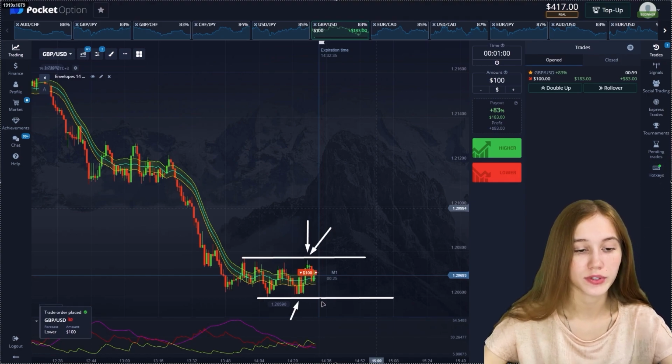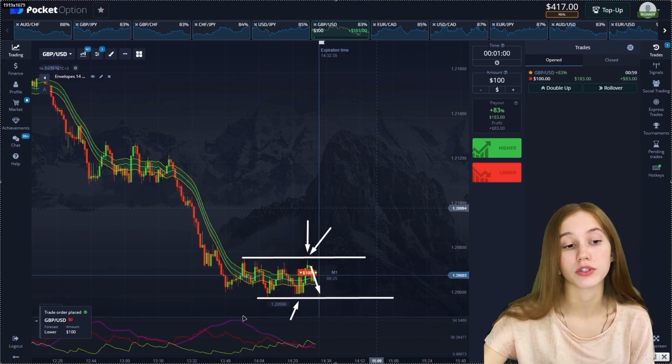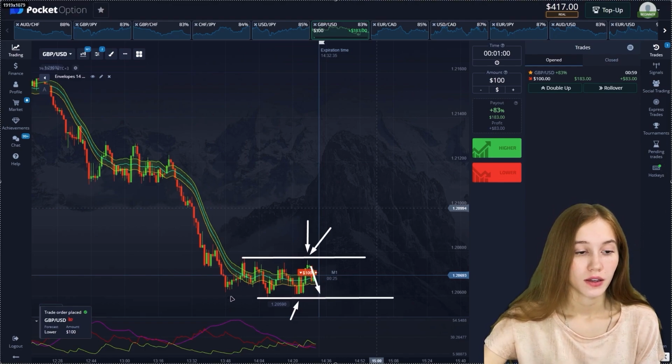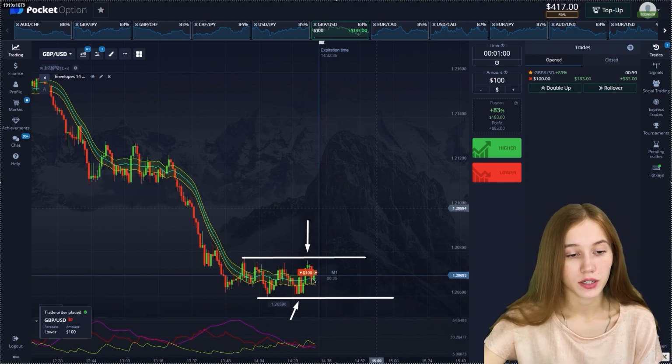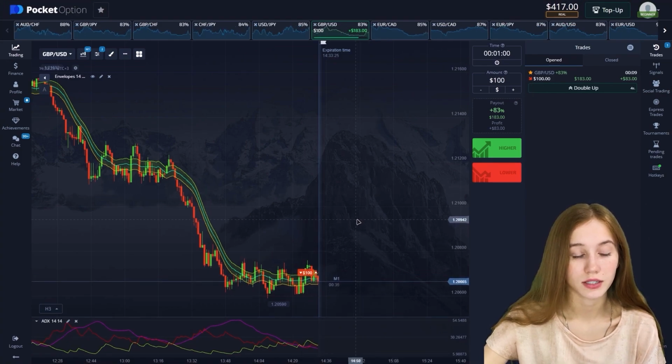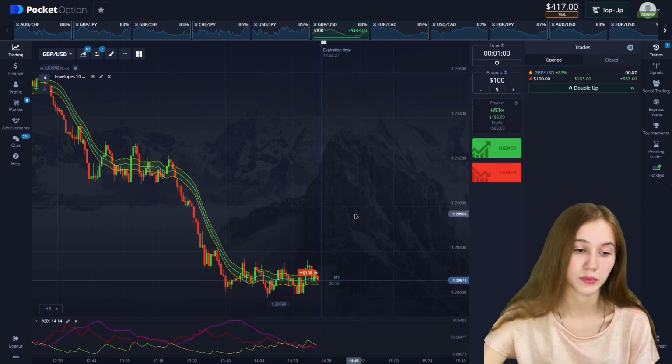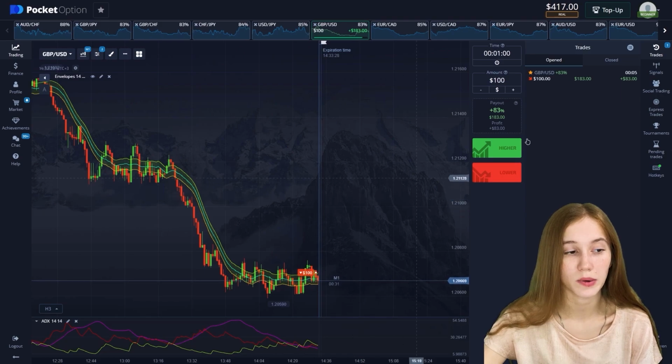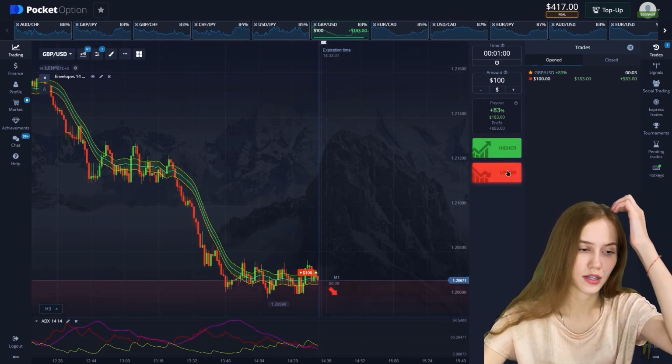We see our first indicator, boundaries, and the purple line shows that this line is decreasing, that's why we opened down. And the seconds, yeah, 3 seconds left, and yeah, we're in the black. Profit is $183, and let's move on.